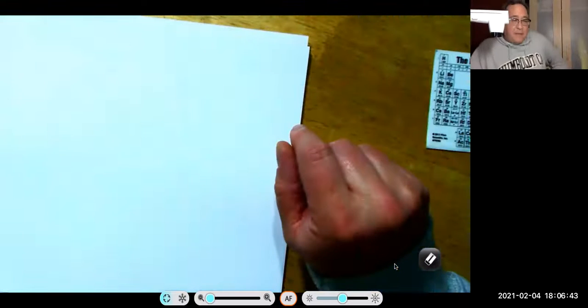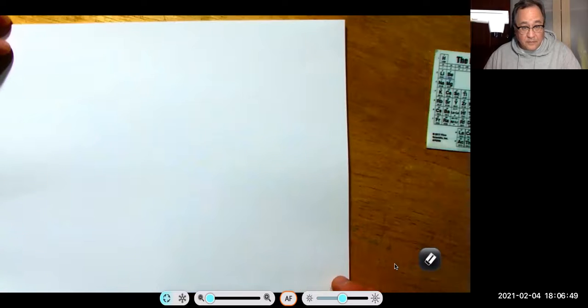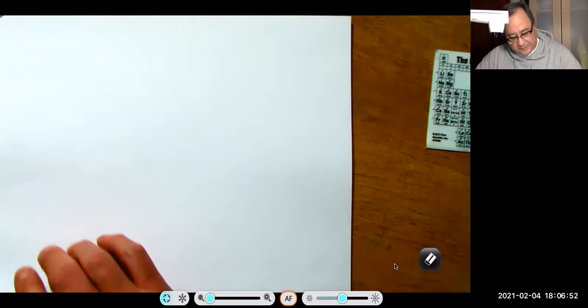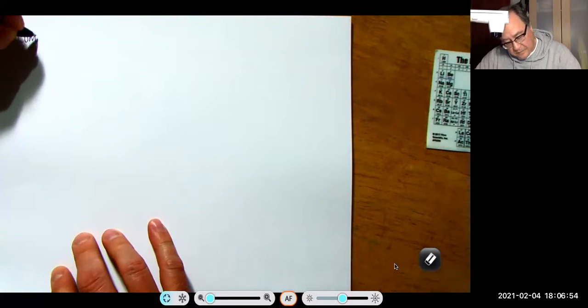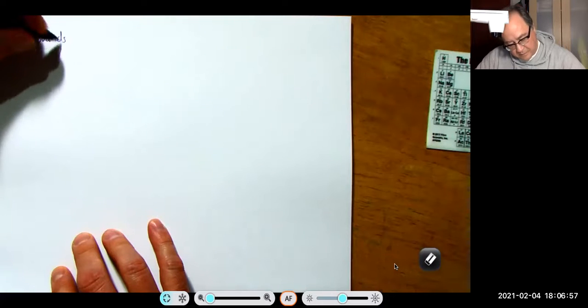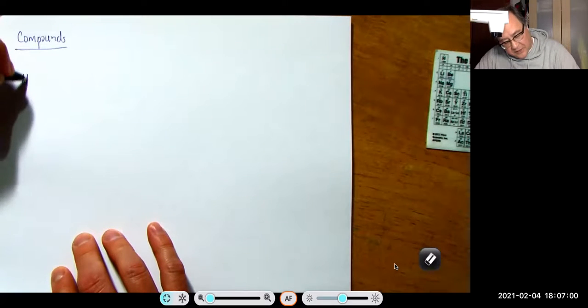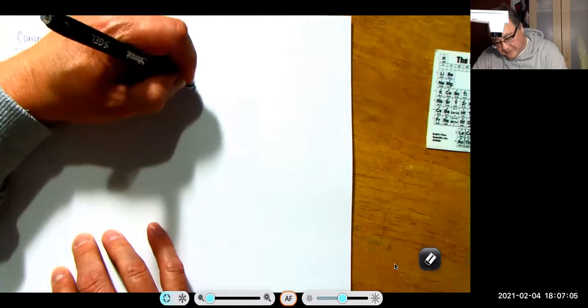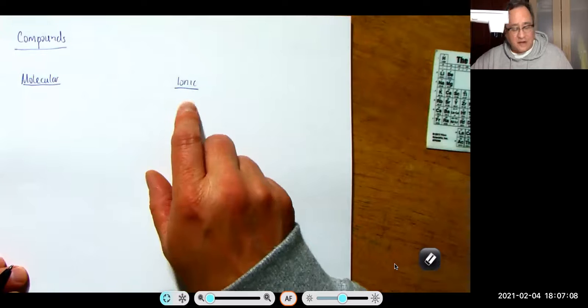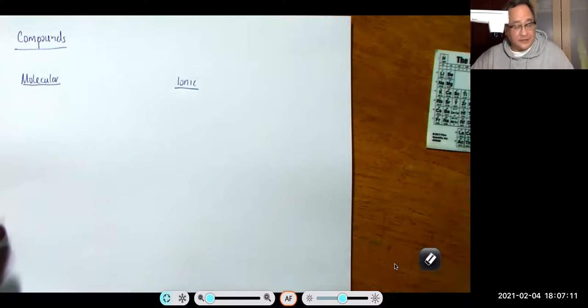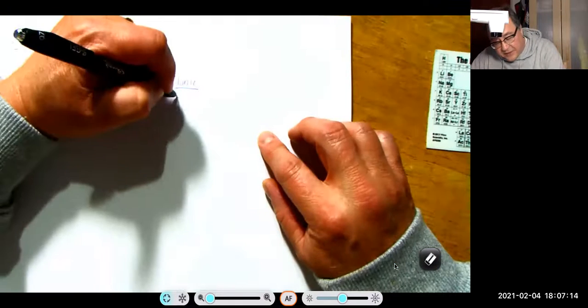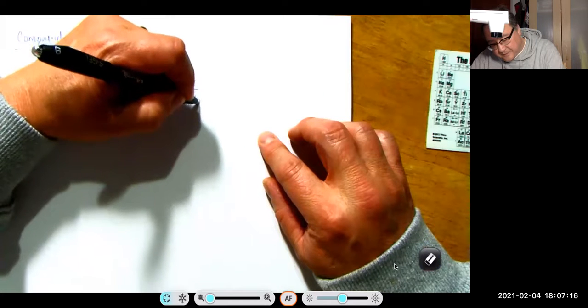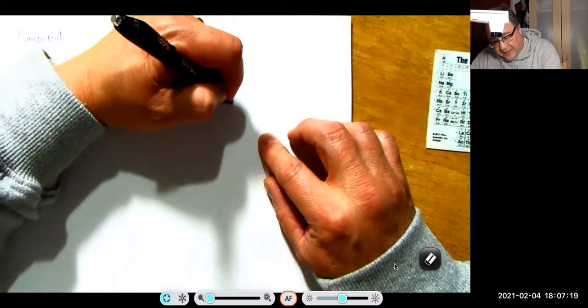So what we're going to do is we're going to be talking about compounds. And the first thing I'm going to tell you is that there are two types of compounds. One type of compound is called molecular, and the other is called ionic. Now, there are characteristics of ionic compounds and molecular compounds that you should know. For instance, ionic compounds are held together by ionic bonds.